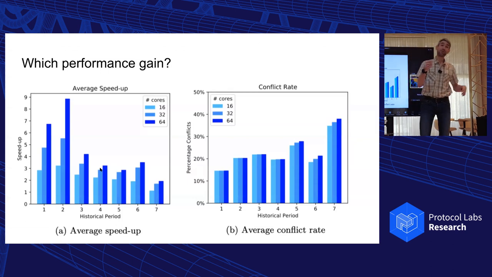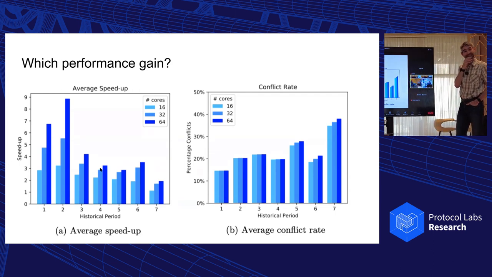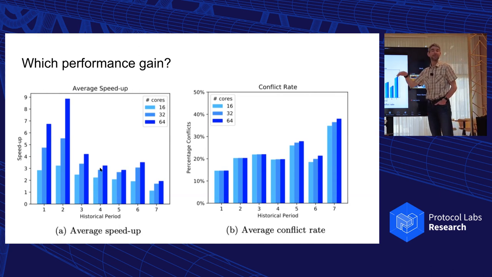Obviously, the number of conflicting transactions depends on the number of cores. I mean, the number of cores will decide how many transactions are actually executing in parallel and how many are not. Having a larger number of cores is better, but there is a point after which, I will list their lessons learned, they say after like 64 cores, they didn't observe any benefit in increasing the number of cores, at least on the data they studied. And this is the conflict rate, the percentage of conflicts that they observe. So the conflict rate increases and the performance gain decreases.